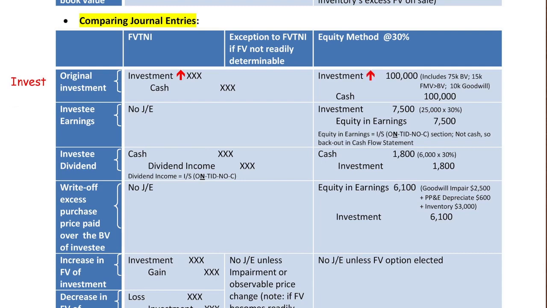Next, we have investee earnings. Under fair value through net income method, there is no journal entry. This is not recorded. However, under the equity method, the journal entry is debit to investment. So draw an arrow which goes upwards as investment account increases. And the credit is to highlight equity in earnings, which goes into the income statement.